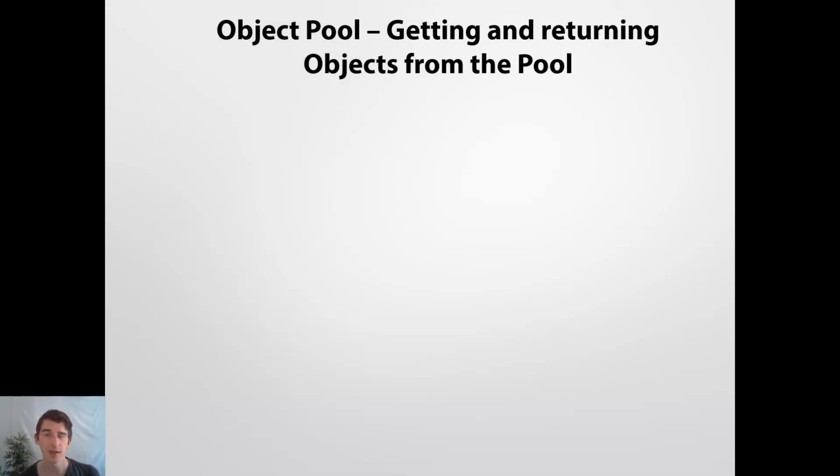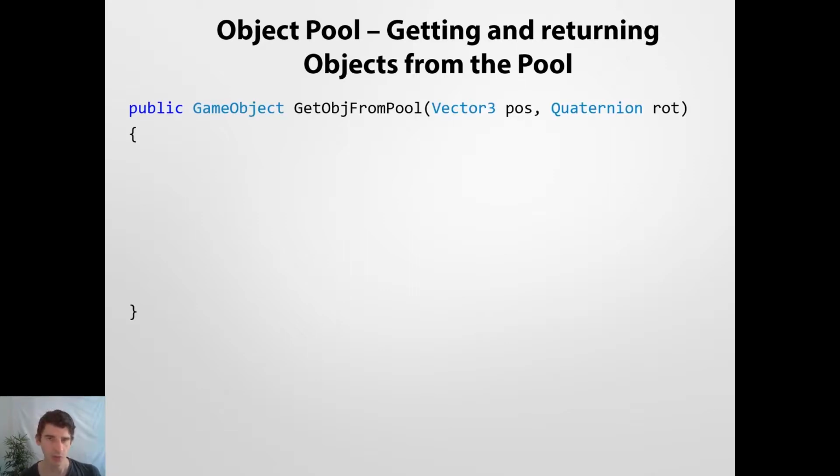And once we've done that, we can then get and return objects to the pool. So first of all, we don't want to instantiate new objects now. Instead, we want to get the objects from the object pool. So we just write this getObjectFromPool method. And in this case, I also added two parameters, a position and a rotation. So I can directly after getting it from the pool, immediately set it to a position and a rotation, just like the instantiate method would do.